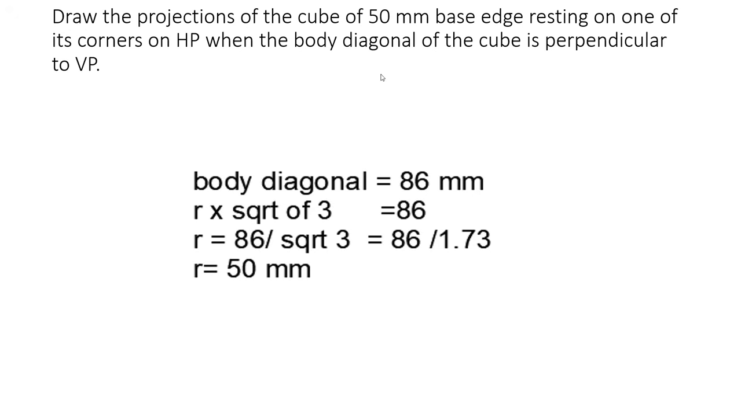Now, if the body diagonal length is given, you can calculate the edge of the cube using this equation. Body diagonal is equal to 86 millimeters. That is r into square root of 3 is equal to 86 mm. This is the equation which connects the edge length and body diagonal. So r is equal to 86 by square root of 3, which is equal to 86 divided by 1.73, which is r equal to 50 mm. In this way you can calculate the edge length of the cube when the body diagonal is given.